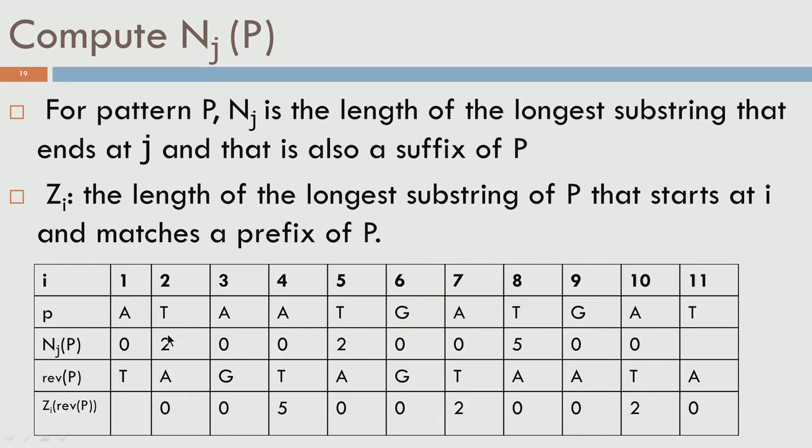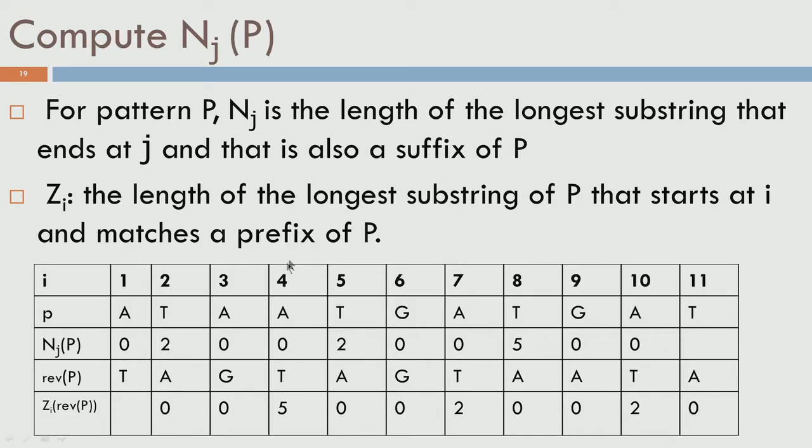Let us look at the longest string, which is also a suffix of P, that ends at location 2. This is AT, this is a string, and let us look at the last part, this is AT. Now, clearly this is a suffix of P and this definitely occurs in locations P of 1 and P of 2. In other words, AT ends at location 2 in pattern P, and therefore, the length of the longest string which ends at location 2, which is also a suffix, is 2.